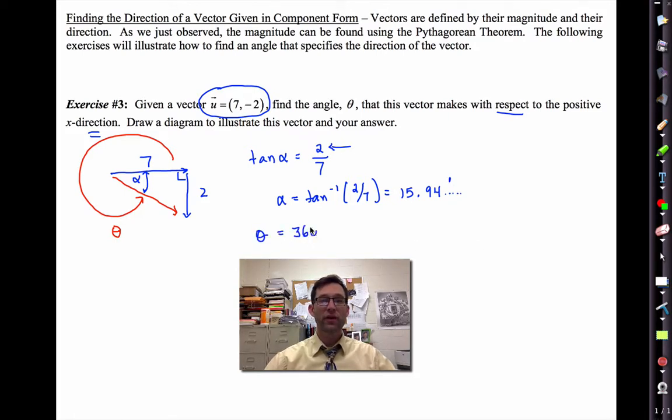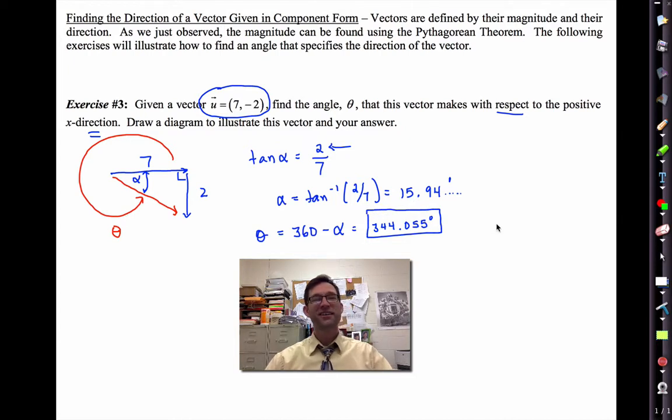And theta will be simple enough. It will be 360 minus alpha. Simple enough, 344.055 degrees. All right? So that's not so bad.